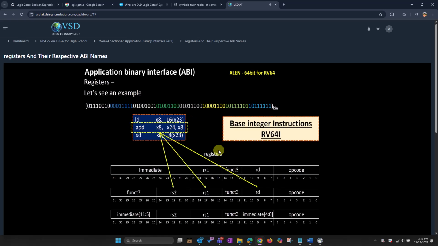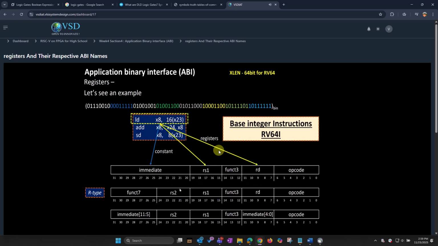Next, if you see this instruction, the add instruction, it operates only on registers. If you see, this is a register, this is a register, and even this is a register. So these kinds of instructions which operate only on registers are called R type instructions. Under the base integer instructions, or under RV64I, there are again multiple types, and there is a range of R type instructions, and the instructions that operate on registers are called R type instructions.